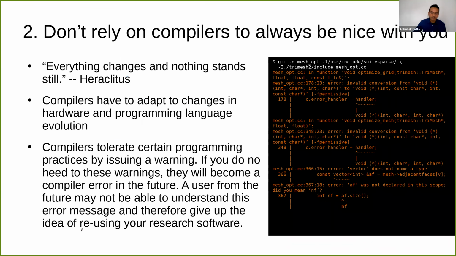The second is one cannot always rely on compilers to be nice. If a compiler is lenient right now on certain aspects of your code, by just issuing a warning to you, it doesn't mean that in the future it will not be an error. Compilers are known to be stricter over time, and whatever is a warning right now may turn into an error in the future, say after 20 years. And at that time, a user from the future may not be able to understand what that error means, and therefore may give up on reusing your software. So one has to make sure that if a compiler complains about something, one heeds that warning and addresses it in certain ways.